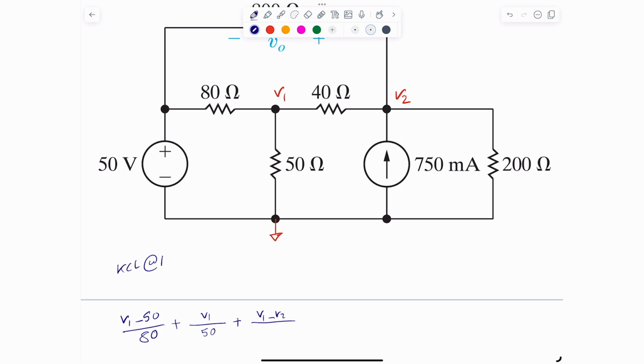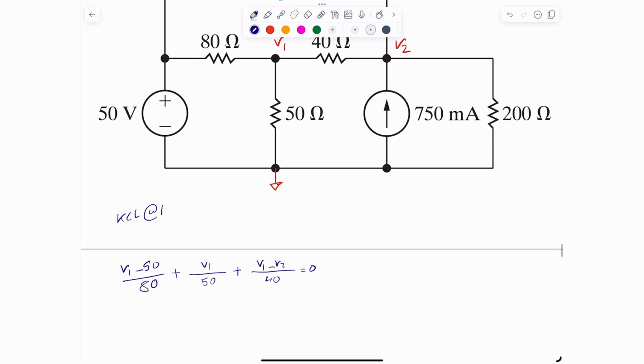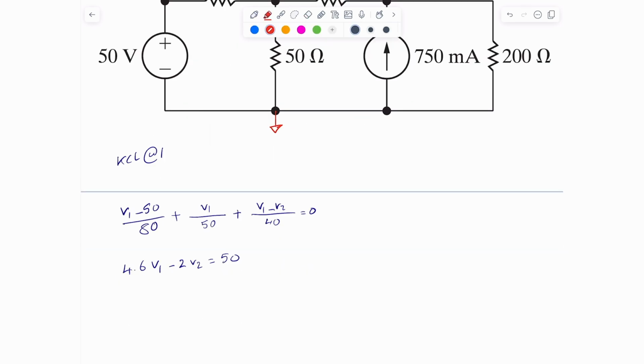So this is my first equation, and I can clean it up a little bit, and that will be this equation. I went ahead and did this a little bit quickly on my own. Let me just highlight, this is the first equation that combines V1 and V2. So 4.6 V1 minus 2 V2 equals 50.